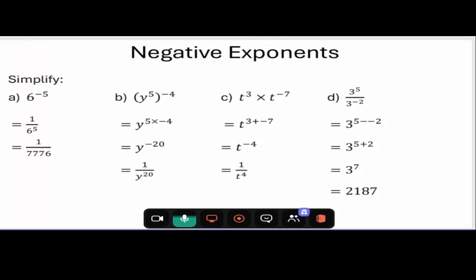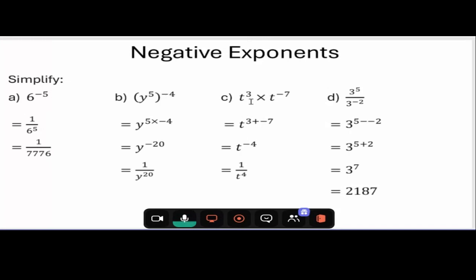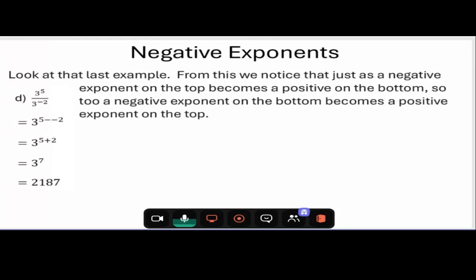Now I'd like to look at this last part D a little closer, because something interesting happened there that helps us expand on this rule. Look at what happened with that negative exponent on the bottom. Look at all the other questions. They have a negative exponent on the top, right? This one has a negative exponent on the bottom of the fraction. And look what happened to that -2 on the bottom. It became a +2 on the top. So just in the same way that a negative exponent on the top becomes a positive on the bottom, the exact opposite happens. A negative on the bottom becomes a positive on the top.